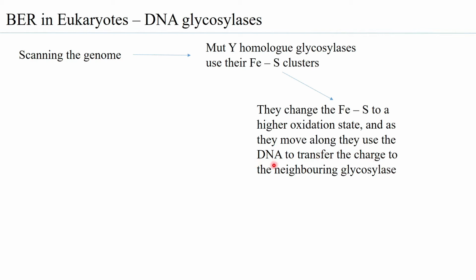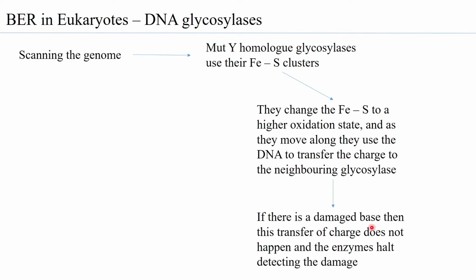So what is observed is that if the DNA is normal, that is, there is no wrong nucleotide or modified, oxidized or alkylated nucleotide present, then there is a continuous exchange of electrons between the glycosylase and the DNA, and that is how the glycosylase moves along the DNA. But when you have a damaged base present, the glycosylase halts there because there is no smooth transition of electrons from the DNA to the glycosylase.